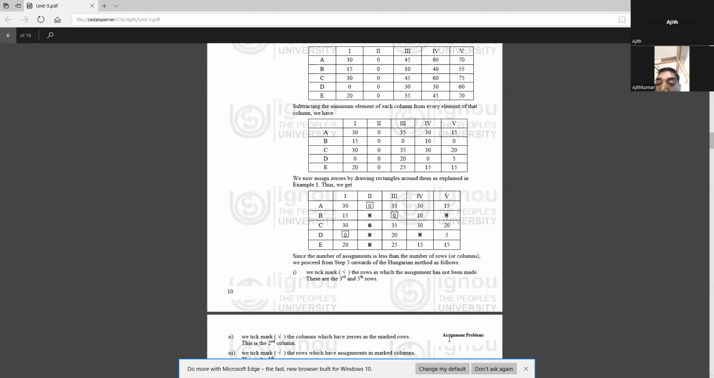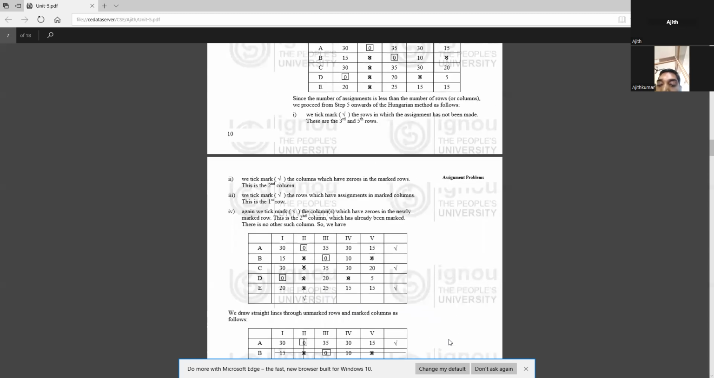So in that problem, the first row has a selected zero. The second row also has a selected zero. The third row does not have one, so we tick mark it. And the fourth column has the selected zero, the fifth row is not selected, so tick mark it. And the row having only 1 zero marked, that is in A, so tick mark it. That column also, where the zero is assigned, column 2, so column 2 is also ticked. Strike out column 2 and strike out the unselected rows.